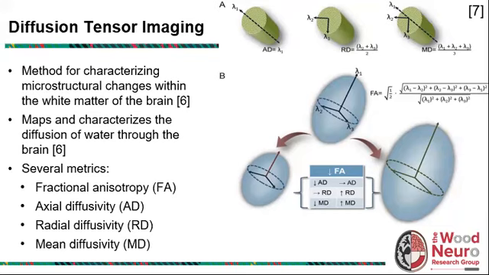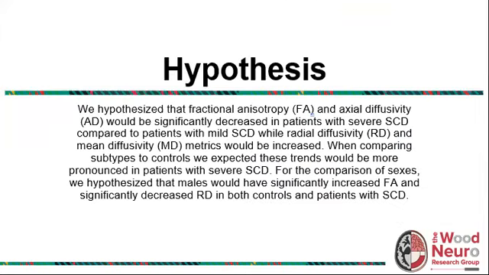We hypothesized that fractional anisotropy and axial diffusivity would be significantly decreased in patients with HbSS compared to mild sickle cell disease, while radial diffusivity and mean diffusivity would be increased. We expected to see these same trends when comparing severe and mild sickle cell disease to healthy controls, with differences being more pronounced in patients with severe sickle cell disease. For the comparison of sexes, we hypothesized that males would have significantly increased FA and significantly decreased RD in both controls and patients with sickle cell disease.